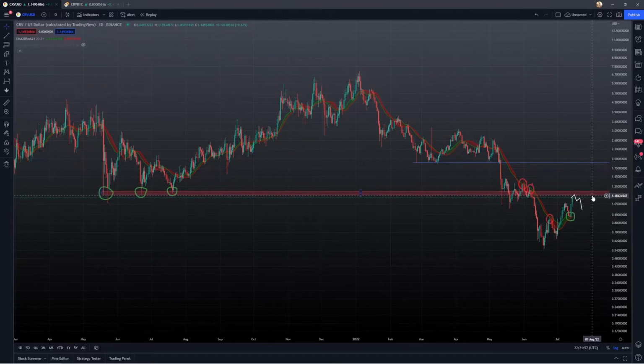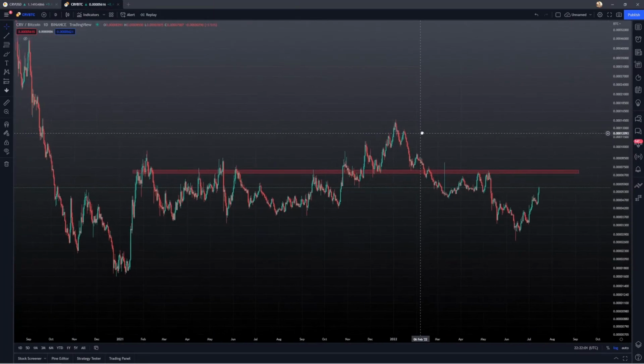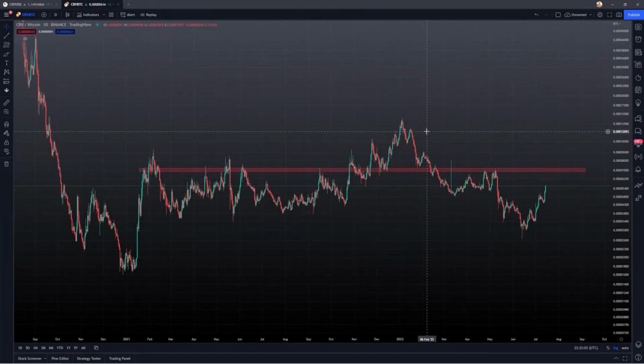So those are the things I'm looking out for in the short term. Now I want to switch over to Curve Bitcoin, and this is the ratio that's going to be valuing Curve against Bitcoin, and basically tell us which asset is outperforming which asset.